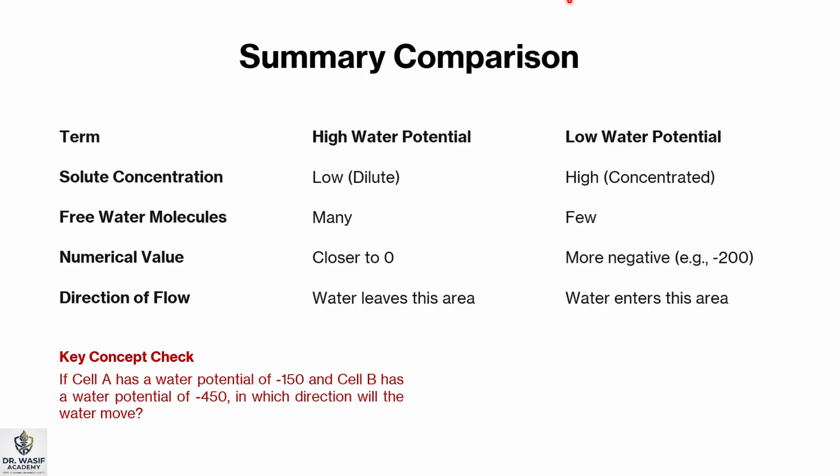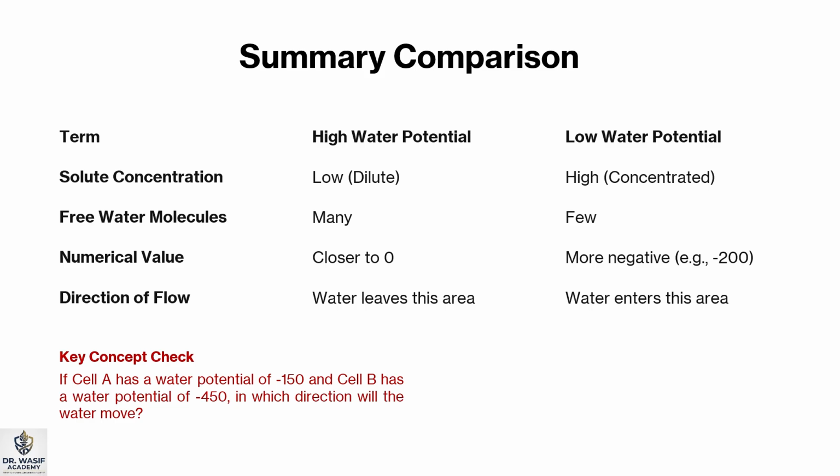Water is like a person leaving a crowded room for a quieter one. It always leaves the area of high water potential and enters the area of low water potential. So if you see a negative number for water potential on your exam, do not panic. Just remember, the closer it is to zero, the higher it is, and that is where the water is coming from.